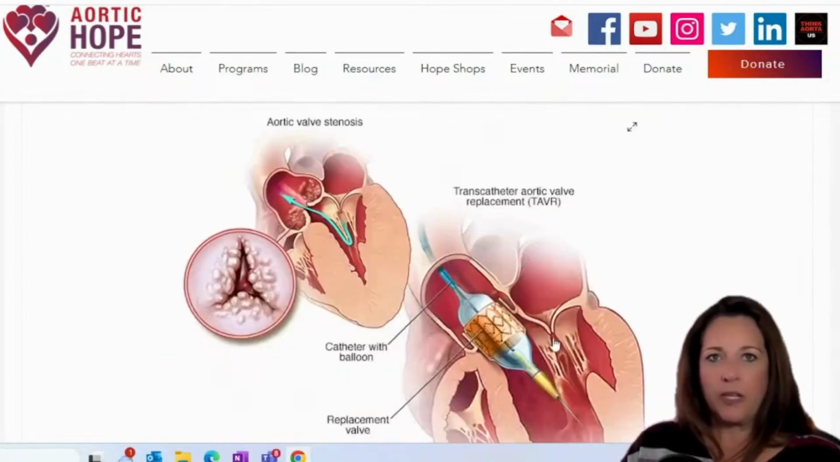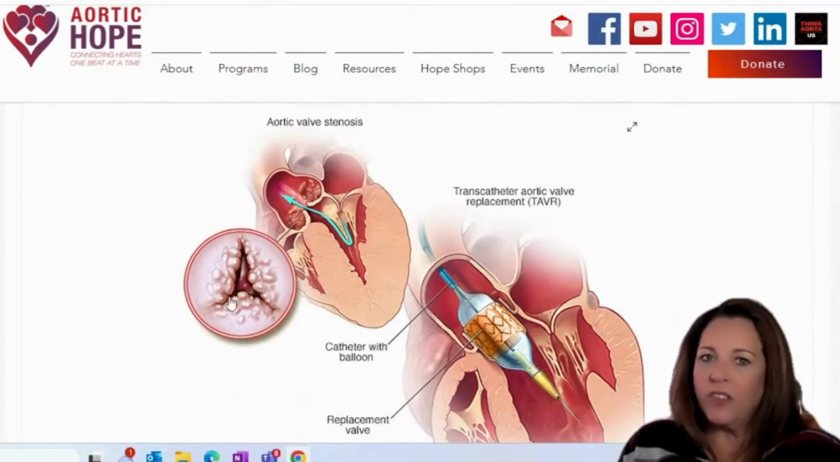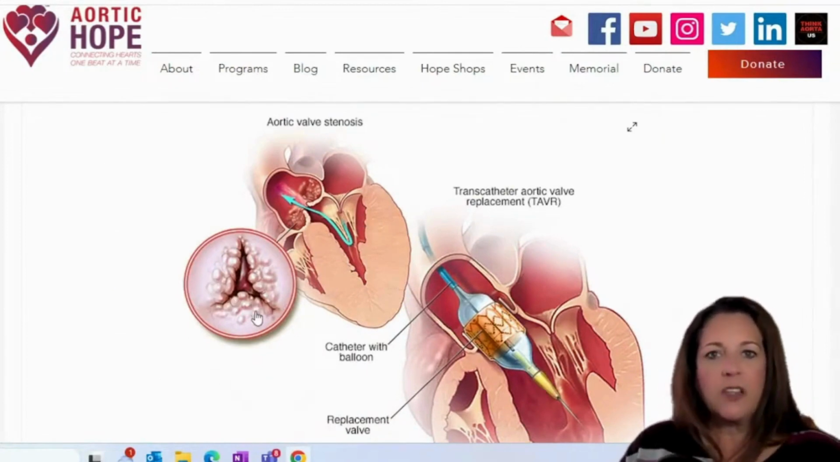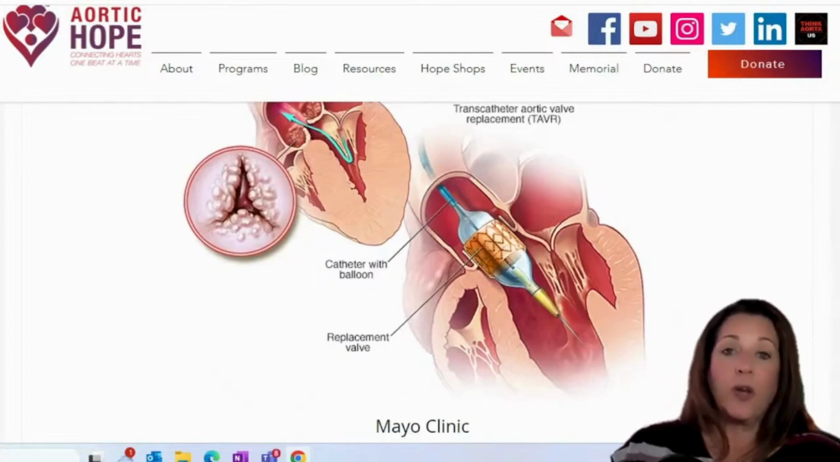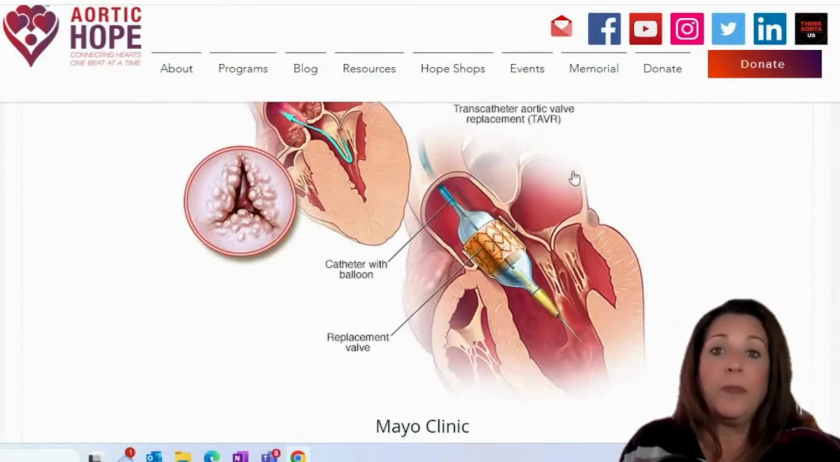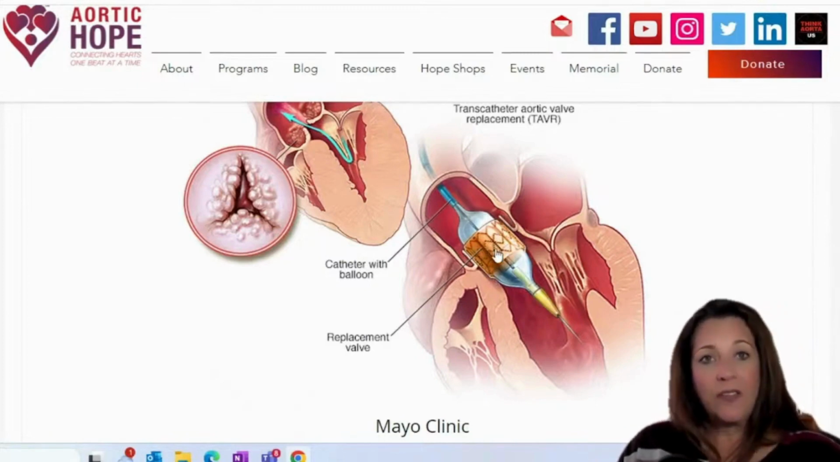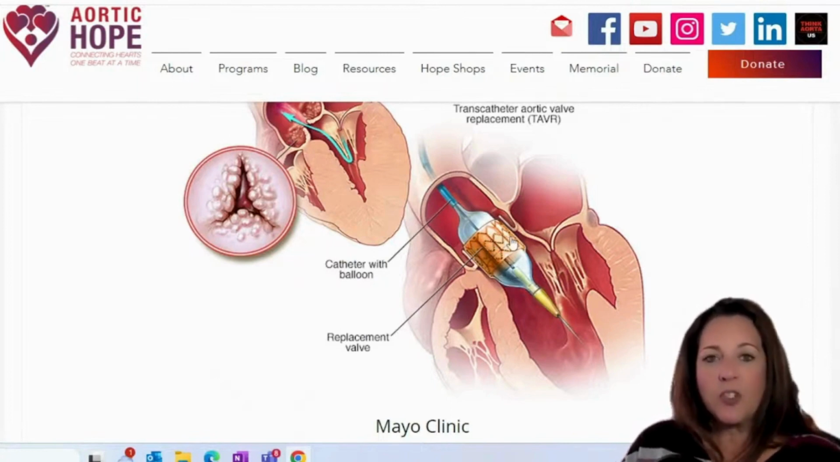Okay, so here's your picture. Here's your stenosis, all of the little calcifications and the hardening and the narrowing and all of that that's happening right here. This is that valve. And this is what they're using. This catheter goes in down below at your groin typically and comes all the way up the aorta and comes right here into the valve. And they use this balloon to deploy. This is the actual valve, the replacement valve.